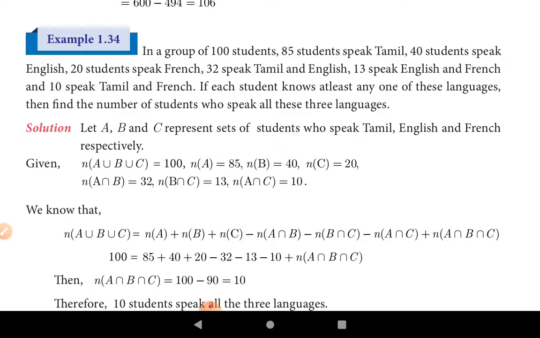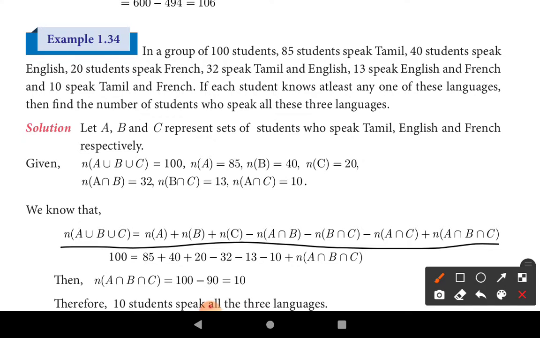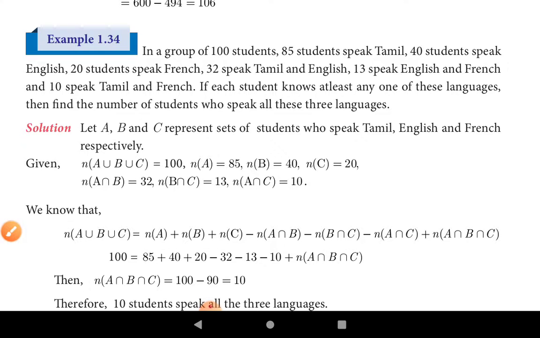It's very easy. We have a formula. Number of A union B union C is equal to number of A plus number of B plus number of C minus number of A intersection B minus number of B intersection C minus number of A intersection C plus number of A intersection B intersection C. Okay. Now, instead of Tamil, English and French, they are directly represented with A, B, C.